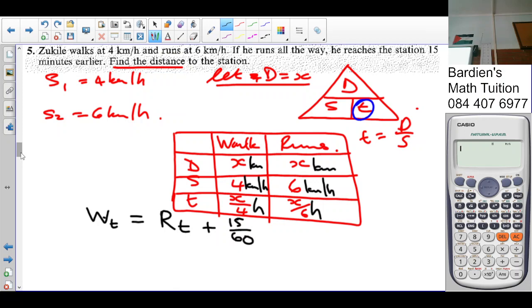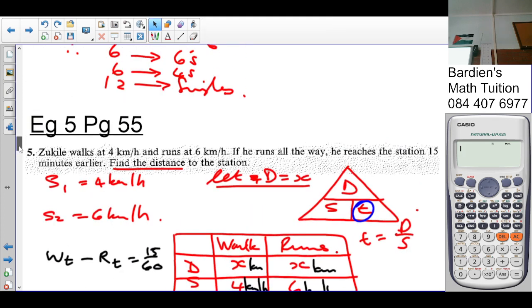Does it make sense, people? The time it takes that he walks is definitely larger than the time taken at which he runs. So the time taken at which he runs plus that 15 minutes extra will be equal to the time he walks. That makes sense? What I'm trying to say, if he runs all the way, he reaches the station 15 minutes earlier. Or I could have said the time he walks minus the time he runs will be 15 minutes. Why do you think I put it 15 over 60?